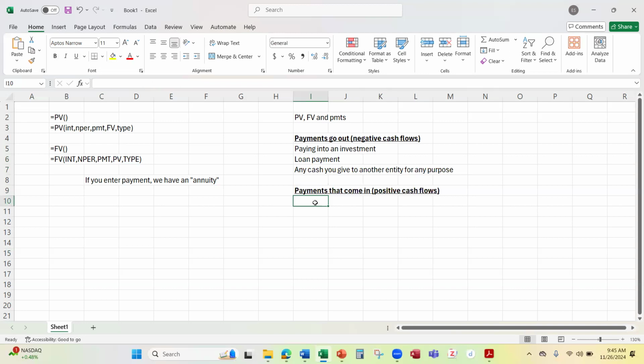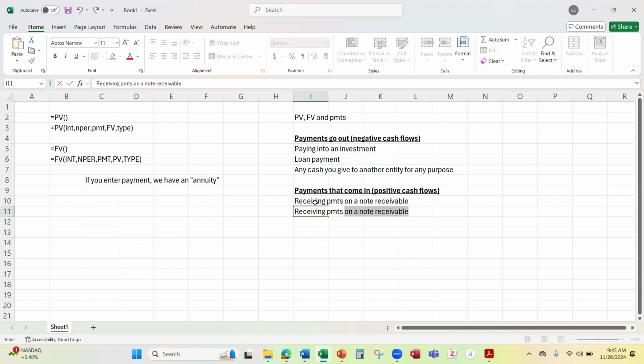Let's say that I am receiving payments on a note receivable, receiving payments on a retirement or investment, including dividends. Like, if I'm receiving dividends from a company, or receiving an interest payment on a bond.